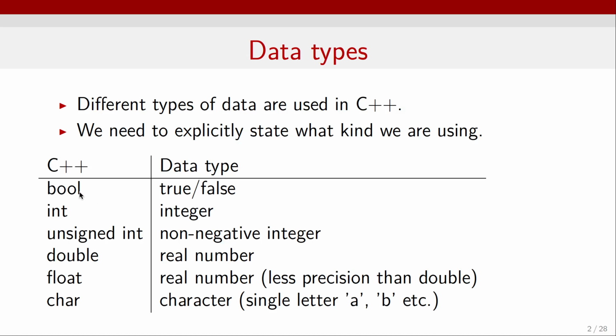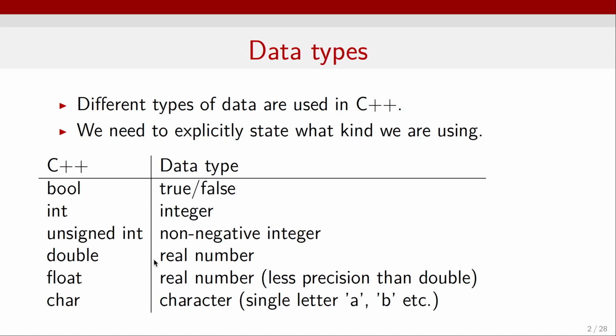A bool is a data type that can be either true or false. So that represents 0 or 1. An integer is simply an integer. An unsigned integer is a non-negative integer. So that's 0, 1, 2, 3, and so on.